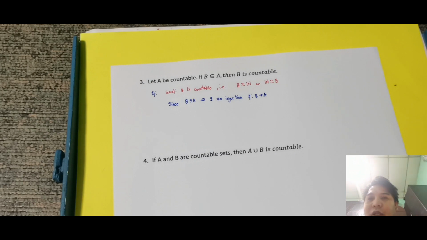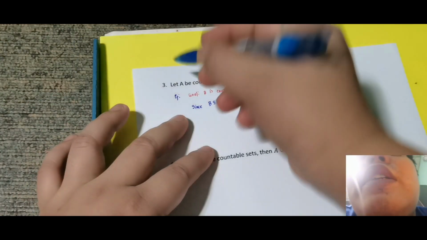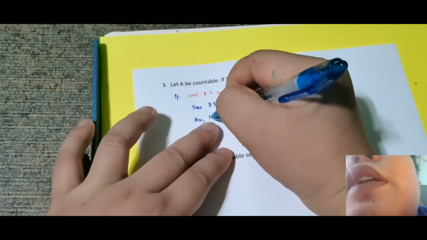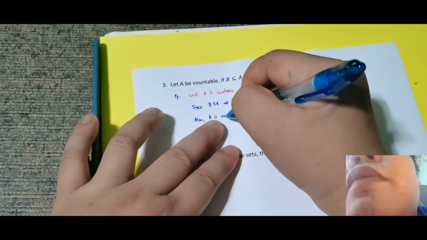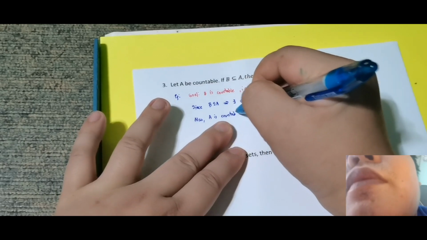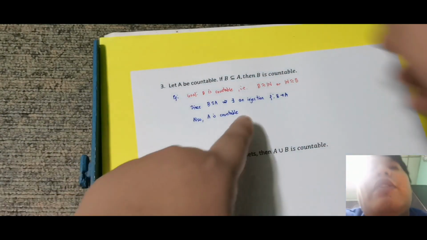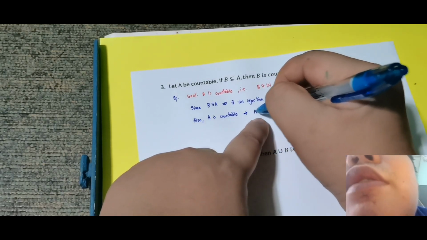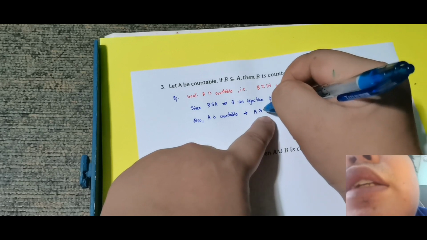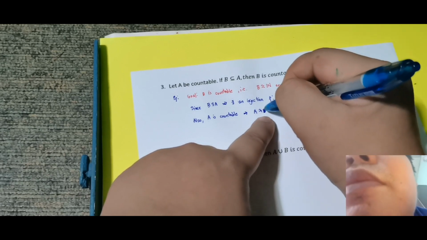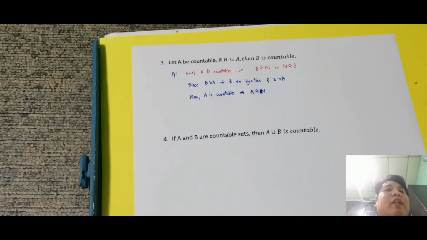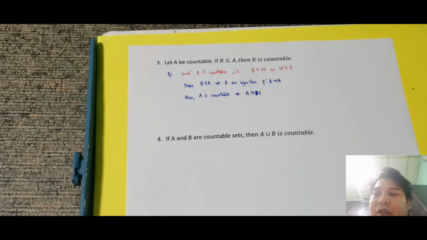Now, we know A is countable. Since A is countable, this implies, as you said, sir, that when A is countable, there exists a numerical equivalence mapping from A going to the natural numbers. So A is numerically equivalent to the natural numbers.